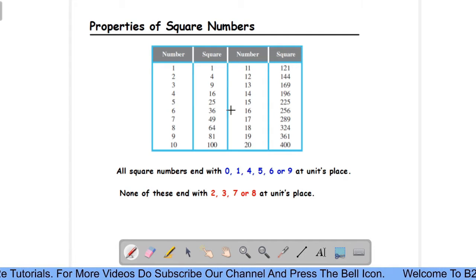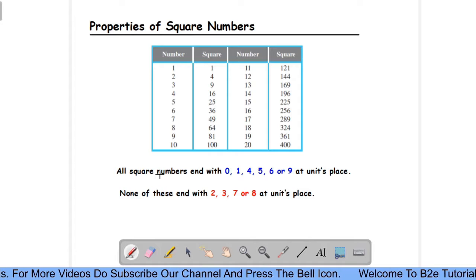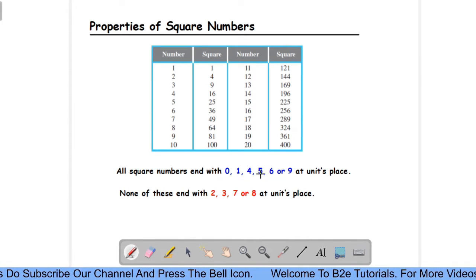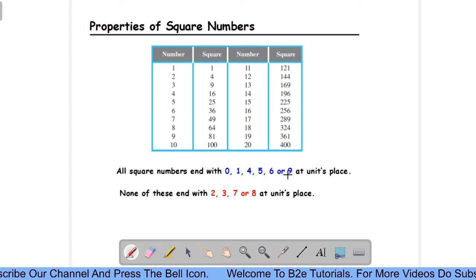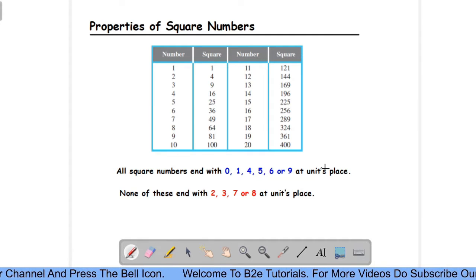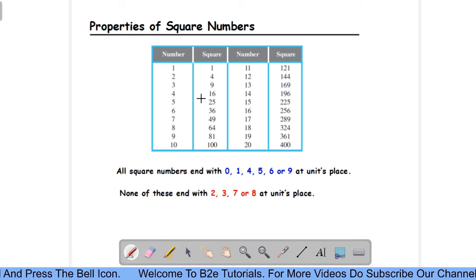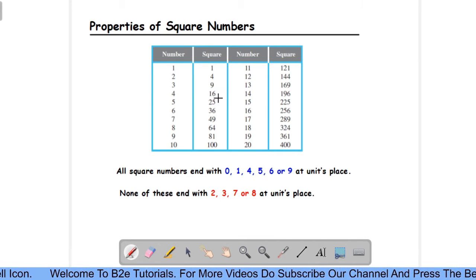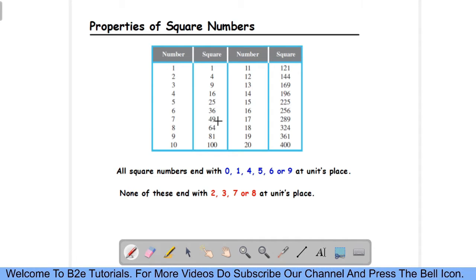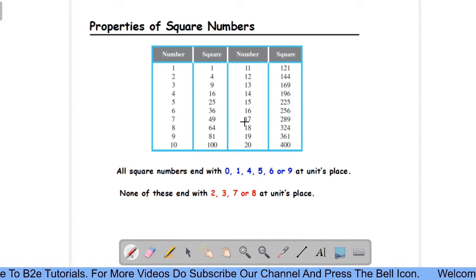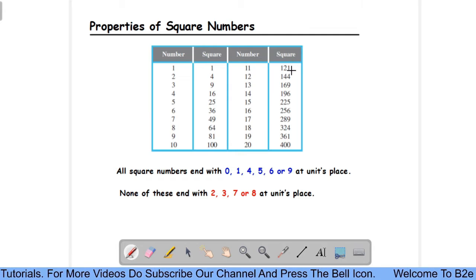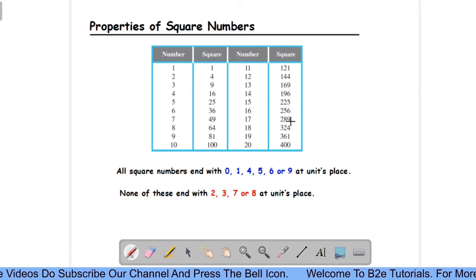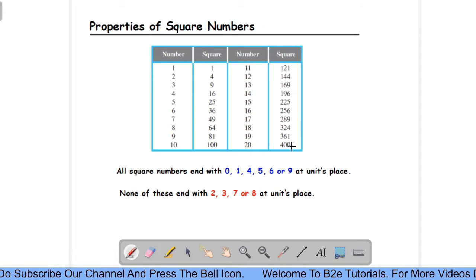Here what we observe is that all the square numbers end with 0, 1, 4, 5, 6 or 9 at the unit place. See here the unit digits: 1, 4, 9, 6, 5, 6, 9, 4, 1, 0. Here also you can see 1, 4, 9, 6, 5, 6, 9, 4, 1, 0.